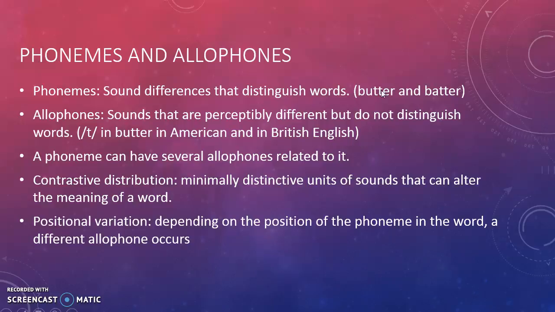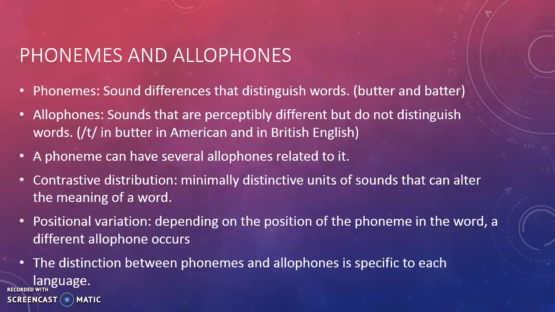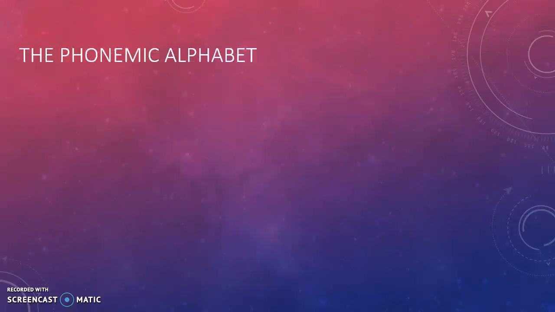Another concept that we take into consideration when we do phonemes and allophones is the positional variation. Depending on the position of a phoneme in a word, a different allophone is going to occur. And establishing a distinction between phonemes and allophones is something that is specific to each language.